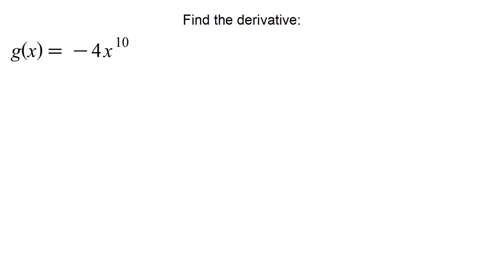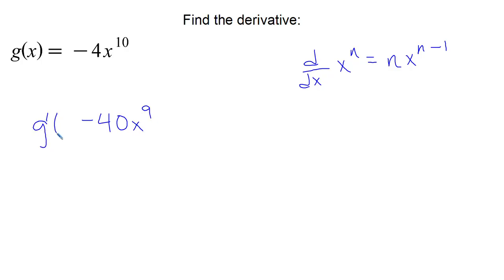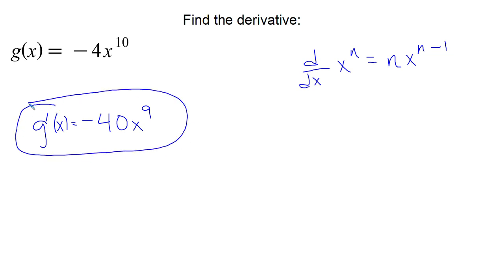For our second one here, we've got negative 4x to the 10th power. This is just a power rule problem. Remember, our power rule says that the derivative of x to the n is equal to nx to the n minus 1. So we'll just multiply nx to the n minus 1 by the negative 4. So we multiply the negative 4 by 10, giving us negative 40, x to the 9th. We should put our g prime of x there. So negative 4 times 10 is negative 40, and then drop the power by a degree of 1.